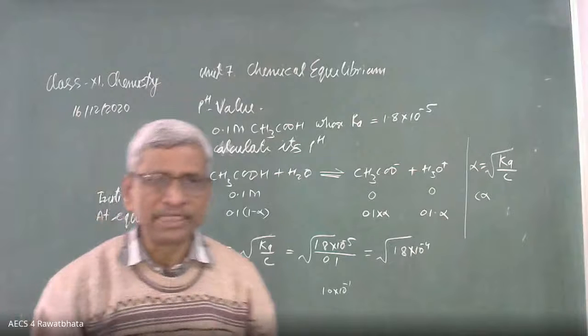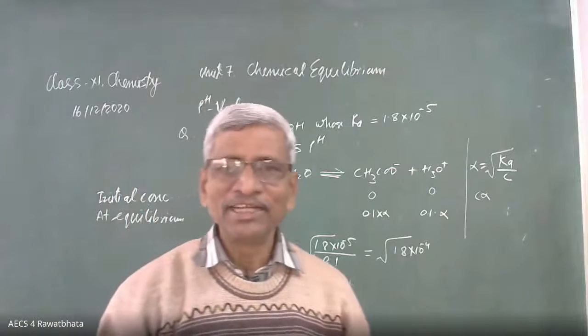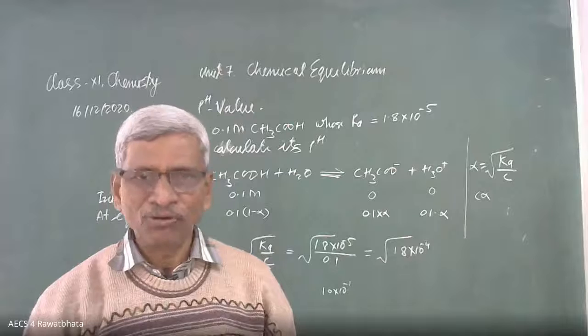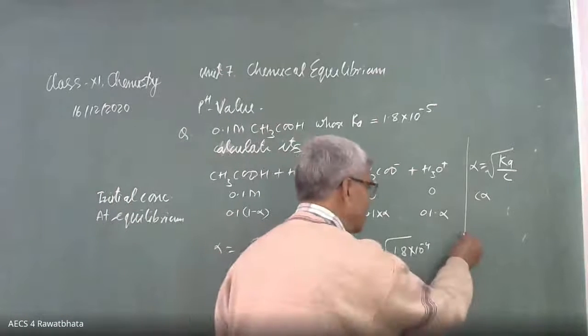Square root of 1.8. If we use a log table, it is easy to calculate. How to use the log table? Or mathematically you can do it.